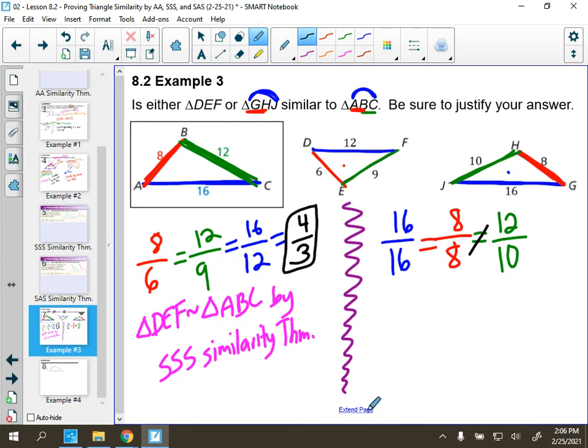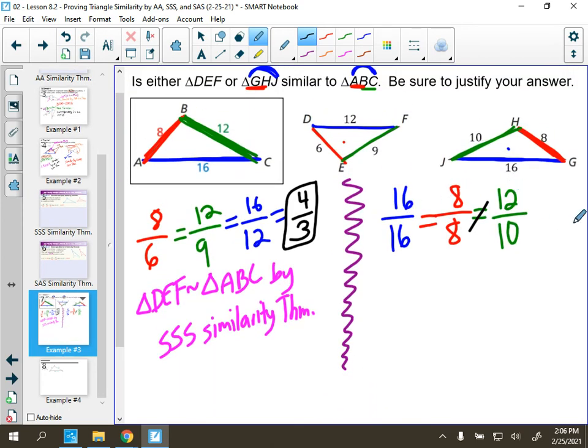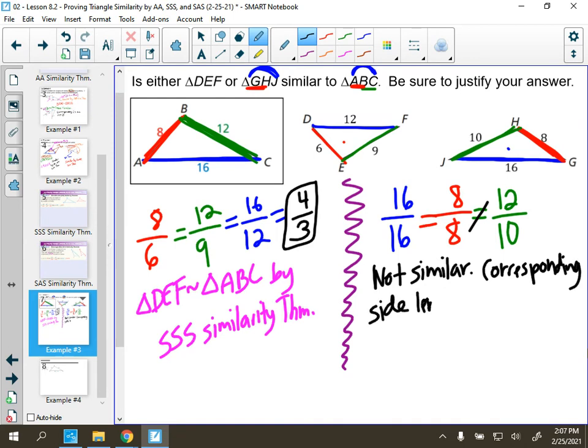There's still that element of, so what? What does this work mean for me? Explain it to somebody that maybe doesn't understand. Let's just say the triangles are not similar. Why not? How do you know? Because corresponding side lengths are not proportional.